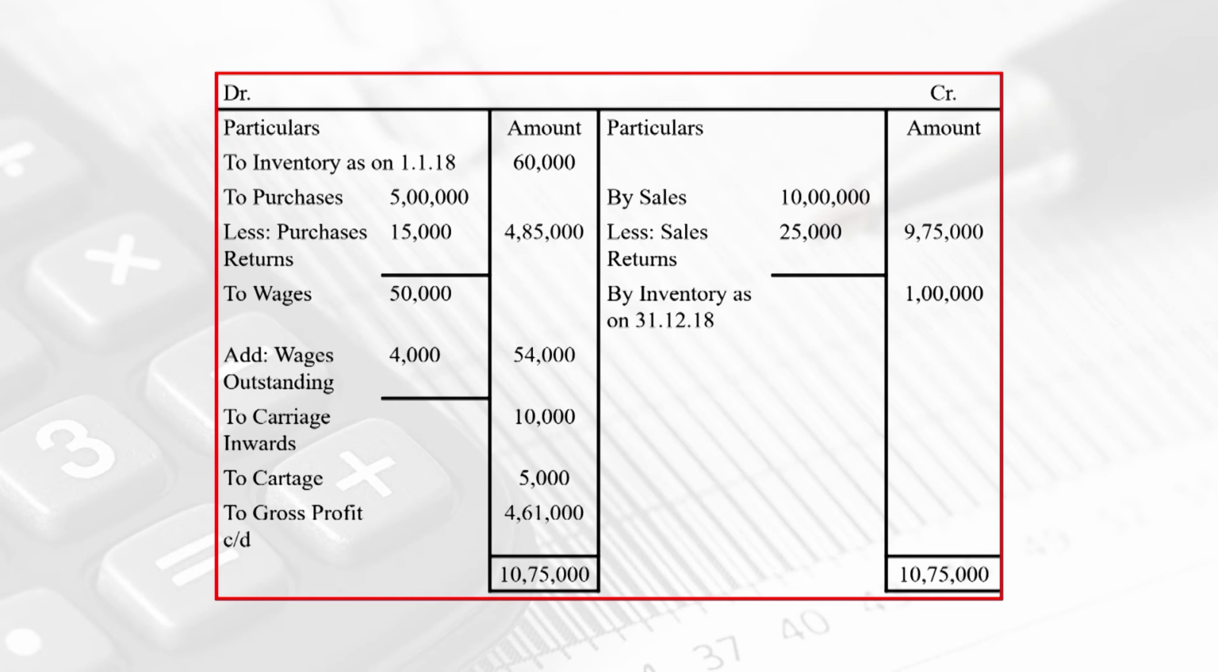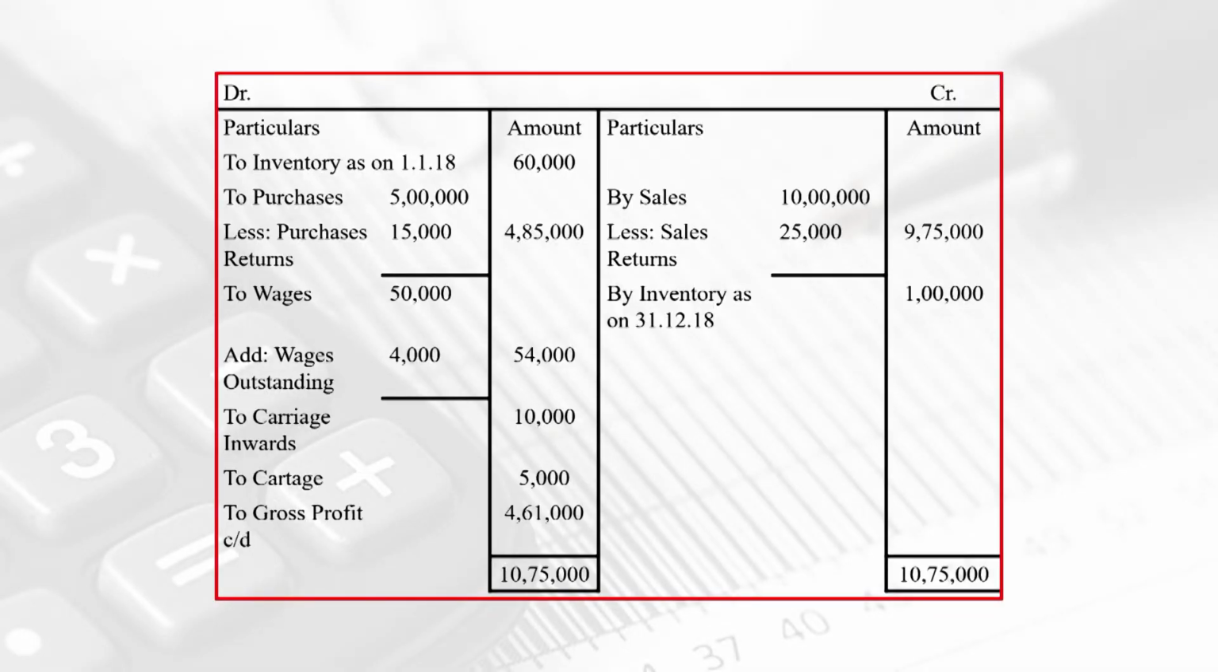This 4,000 will have its impact at a minimum of two places. At one place, it will be added to the wages in the debit side of the trading account, and this amount of rupees 4,000 will also be shown in the liabilities side of the balance sheet. So here we have added rupees 4,000, so the total is 54,000. Then carriage inwards, this amount is provided inside the trial balance, 10,000 rupees. Then cartage, again this amount of rupees 5,000 has been provided inside the trial balance. So all this information we have covered.